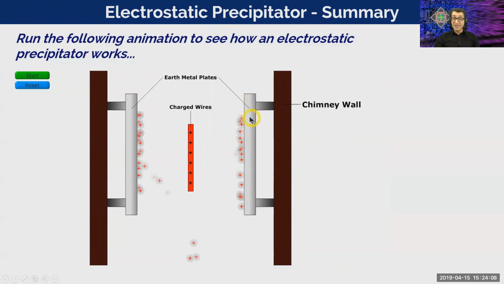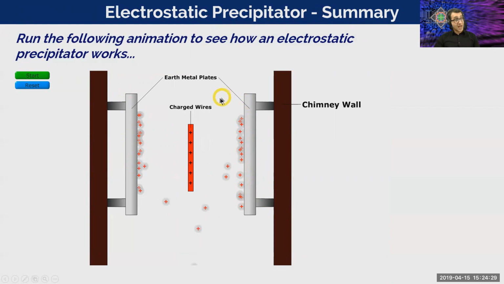Now, the metal plates contain mobile electrons, and so as the positively charged particles come up near them, this attracts the negatively charged electrons to the near surface, and then this causes these positively charged ions, the smoke particles, to adhere to the surfaces of the metal plates.